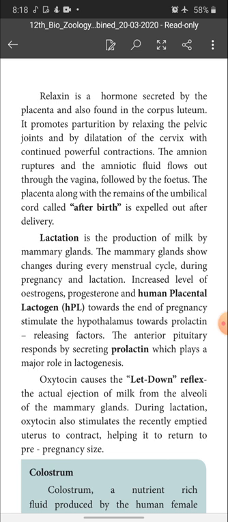Okay, these are the sequential events. Relaxin is released, the pelvic muscles relax, the cervix dilates, and the amnion gets ruptured, and the amniotic fluid is released through the vagina, followed by the fetus. First the fetus comes out, followed by the amniotic fluid, and then the extra-embryonic membrane along with the placenta comes out after the birth.